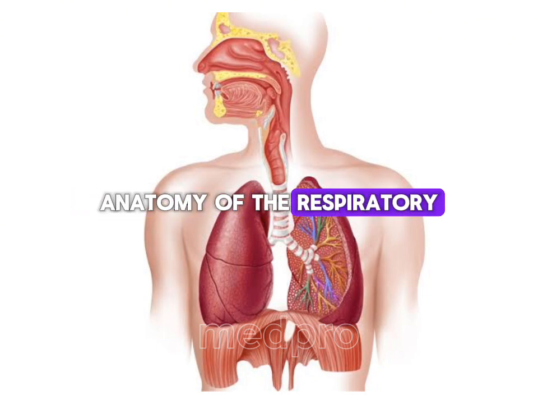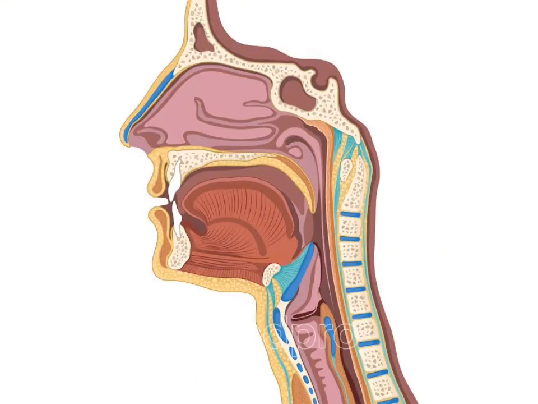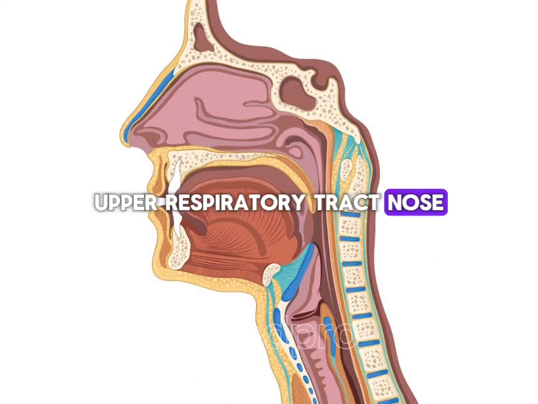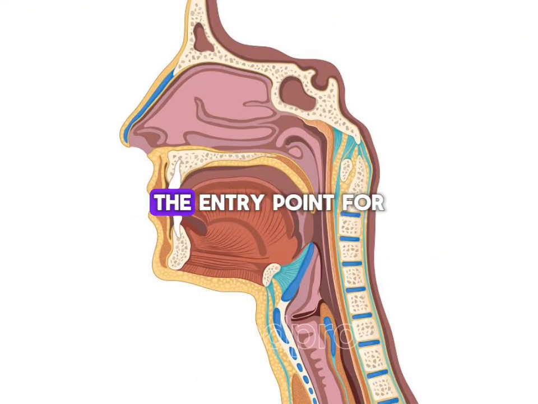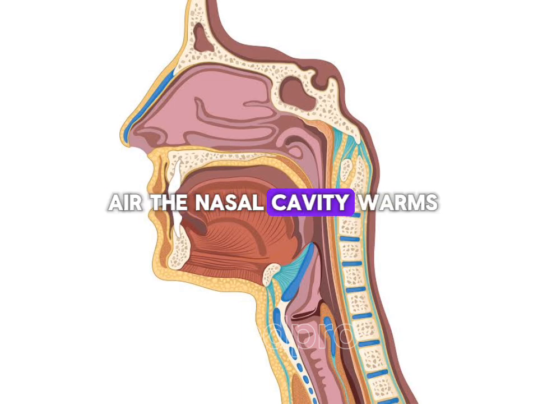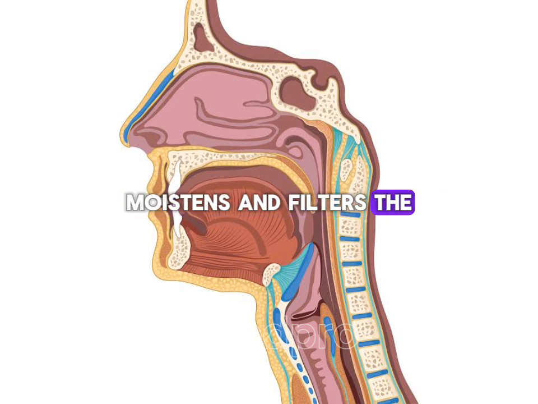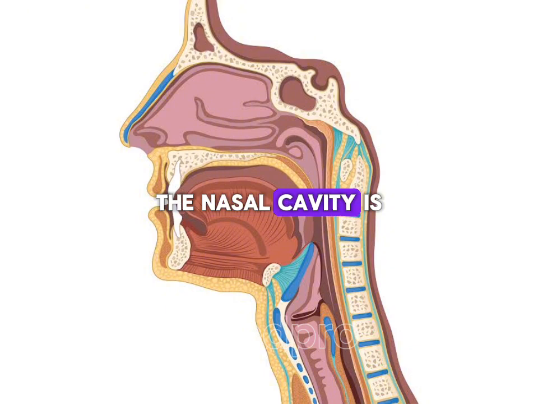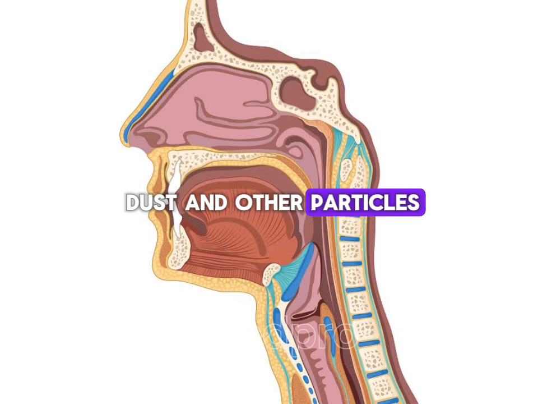Anatomy of the respiratory system. 1. Upper respiratory tract, nose and nasal cavity. The entry point for air, the nasal cavity warms, moistens, and filters the air we breathe. The nasal cavity is lined with mucous membranes and tiny hairs called cilia that trap dust and other particles.